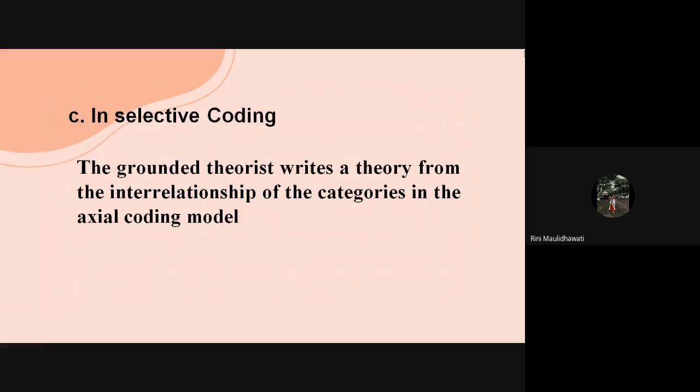The third phase is selective coding. The grounded theorist writes a theory from the interrelationship of the categories in the axial coding model.